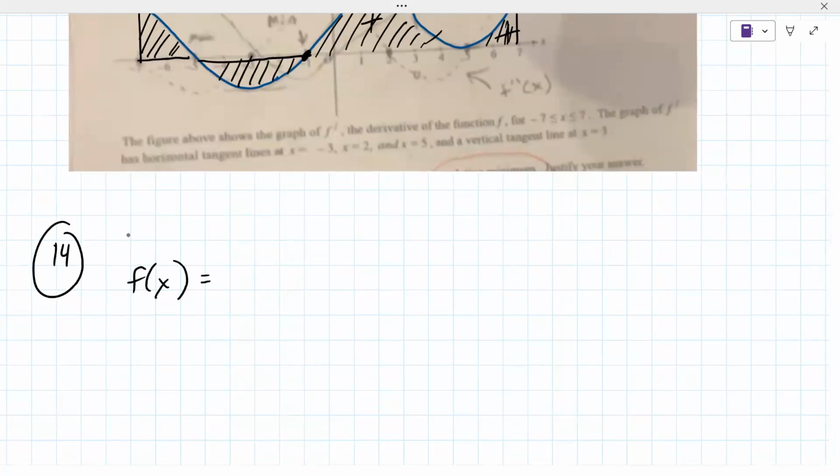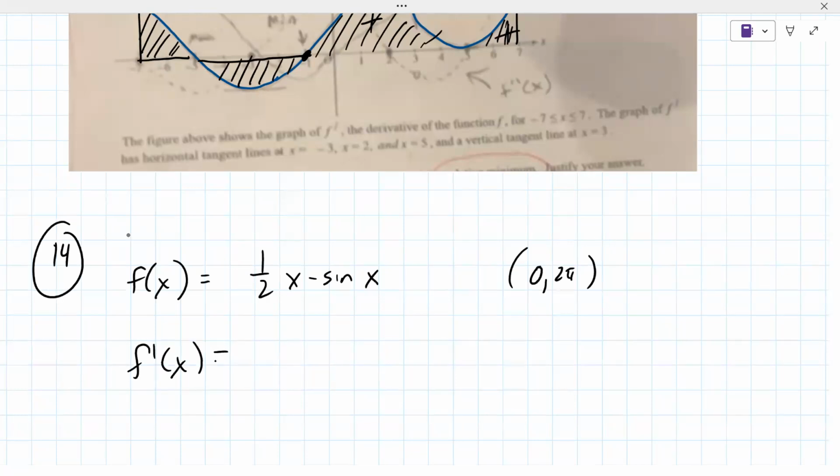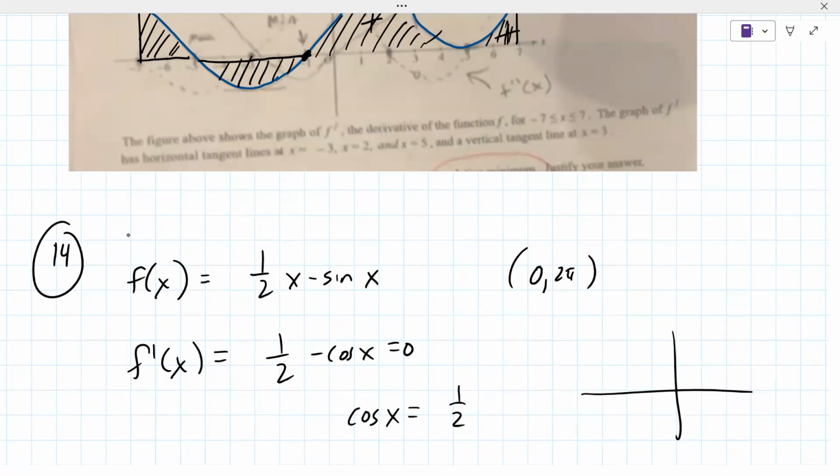F of x is, I guess, F(x) = 1/2 x minus sine x, from 0 to 2 pi. Okay, so you find the derivative, 1/2 minus cosine x, set it equal to 0. This is where you need to remember your unit circle. Where does cosine x equal 1/2? Cosine's the x value, so it's 1/2 there and there.